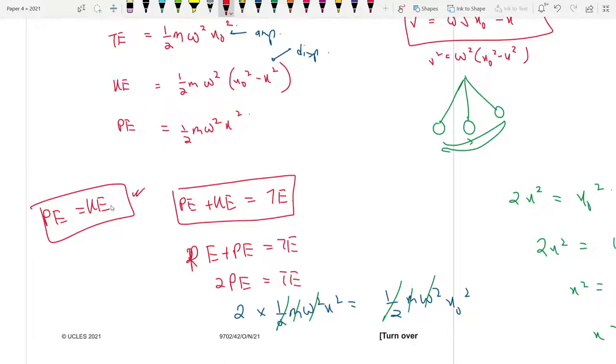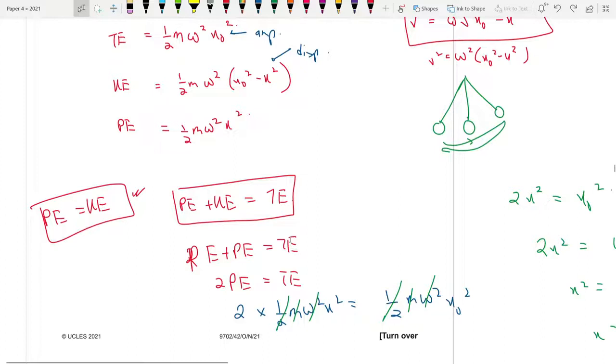So for that to happen, we can substitute one of these in over here, right? Since I want the Pe to be equal to Ke, we were looking for that point. I just substituted it inside. So Pe plus Pe is equal to total energy, and 2Pe is equal to Te. The total energy is half m omega square x naught square, and the potential energy is half m omega square x square. We can get rid of half m and omega square, and we end up with twice x square is equal to x naught square.